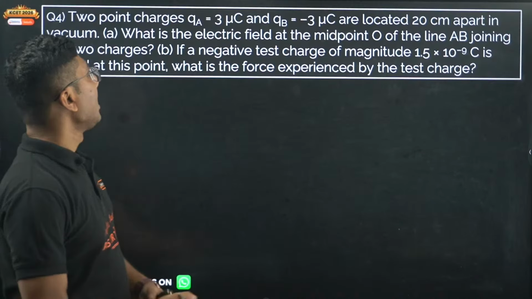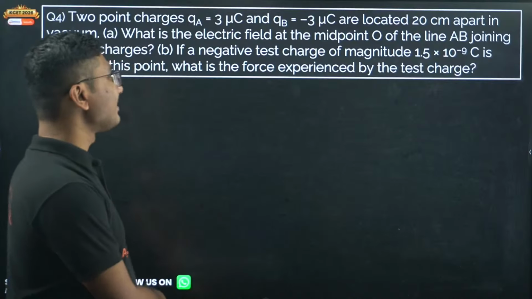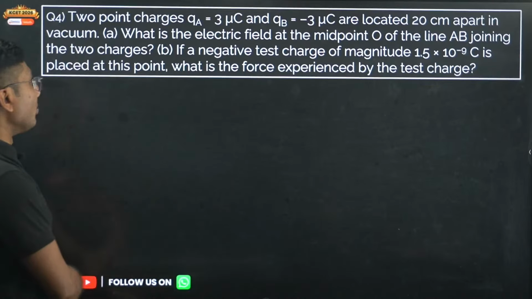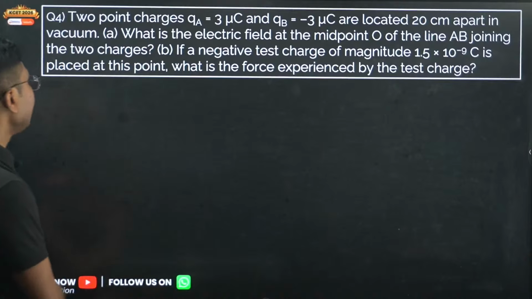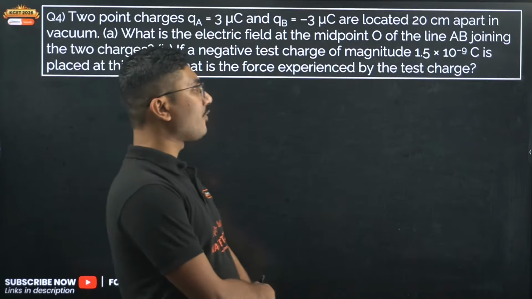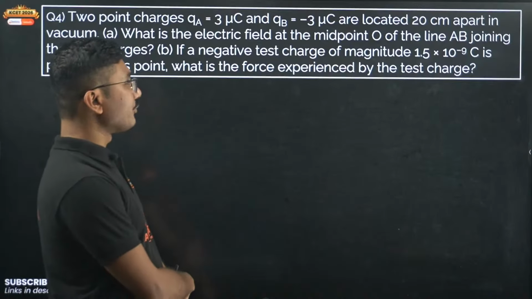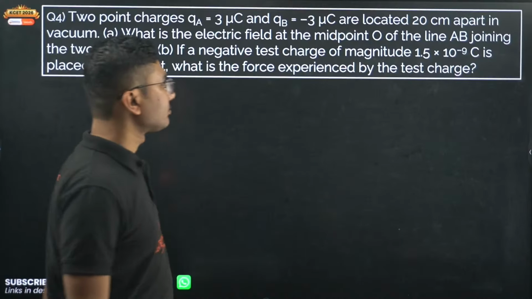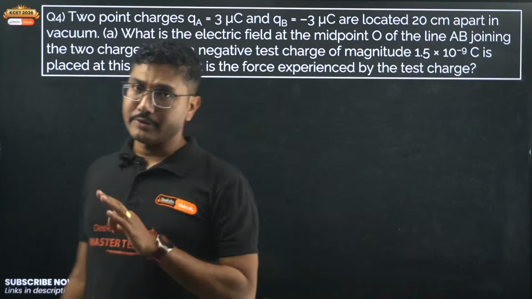Two point charges, QA equals 3 microcoulomb and QB equals minus 3 microcoulomb, are located 20 centimeter apart in vacuum. What is the electric field at the midpoint O of the line joining the charges? If a negative test charge of magnitude 1.5 into 10 to the power of minus 9 coulomb is placed at that point, what is the force experienced by the test charge? This question came in the 2024 paper. I'm not sure whether first paper or second paper, but it came in 2024.